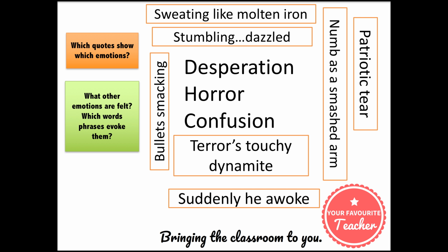So it might not come up for a couple more years. However, it doesn't mean that you can't talk about Bayonet Charge. So if you understand this poem really well and Exposure comes up, or Charge of the Light Brigade, or a number of the other war poems, it would be helpful if you had a few key quotations that you can remember. So some easy ones like bullets smacking, okay, terror's touchy dynamite, just the word suddenly, stumbling. These are things that aren't tricky to remember if you start early enough.